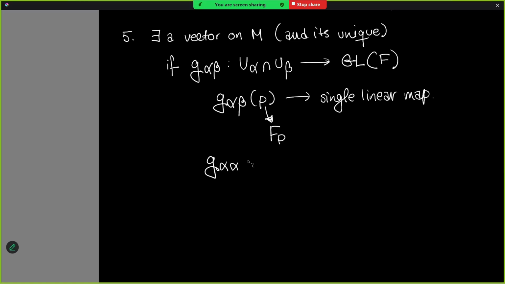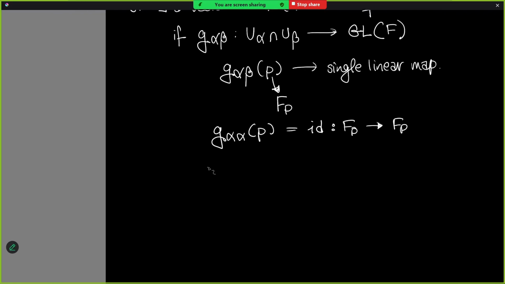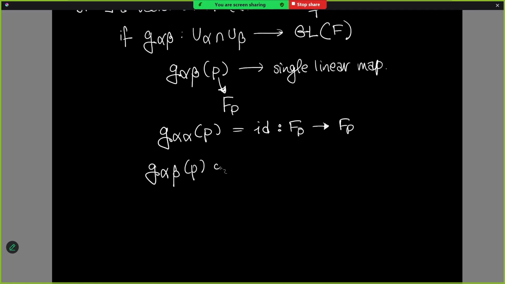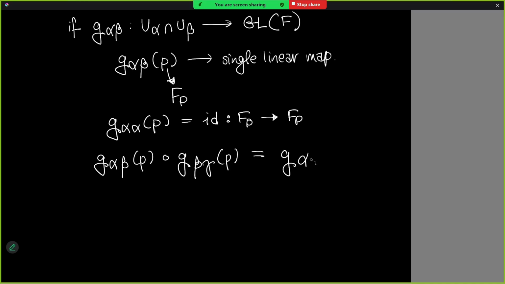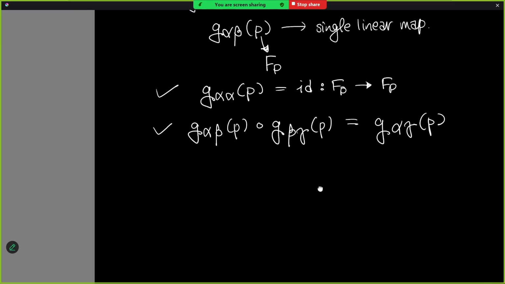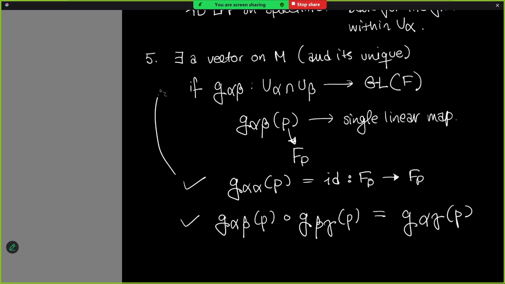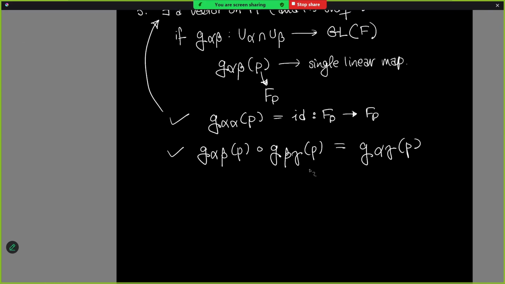And if this has the property that G alpha alpha of P is equal to the identity from F_P to F_P, and the three-way round trip, so G alpha beta of P after G beta gamma of P is equal to G alpha gamma of P. If these two are true, then this will always be true. So that's what we proved. It was a pretty long proof.